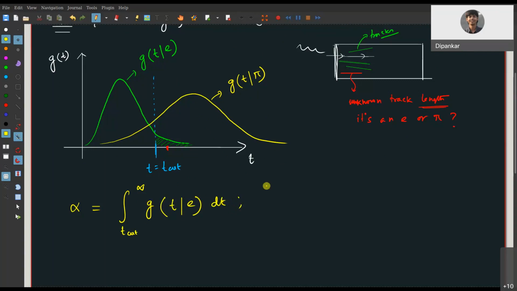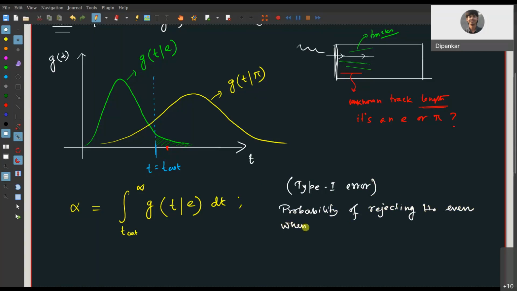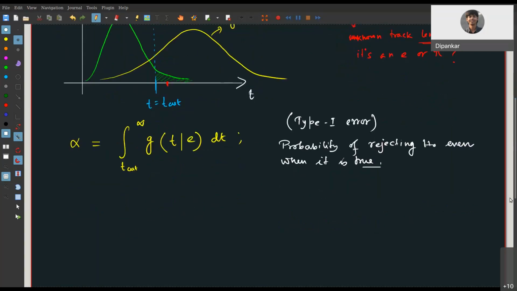This is sometimes called the type 1 error. So this is the probability of rejecting H0 even when it is true.